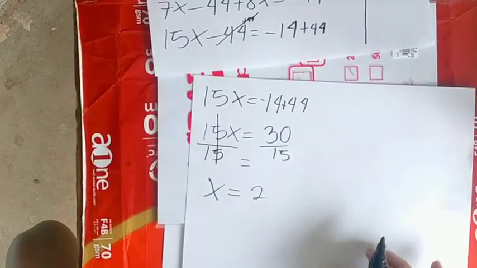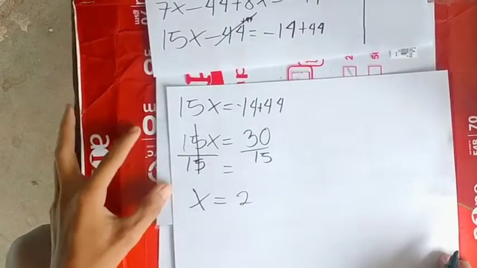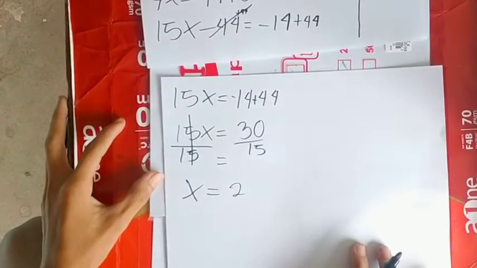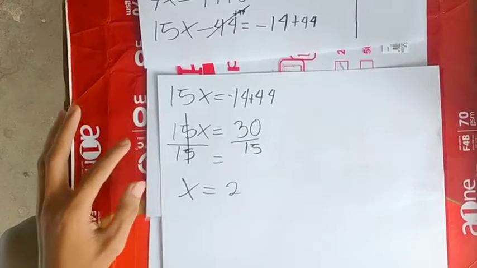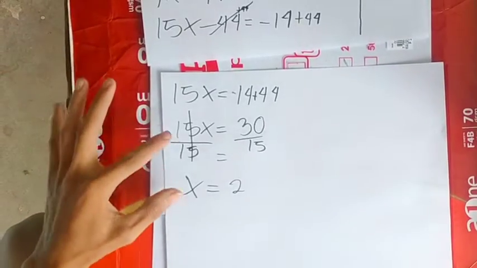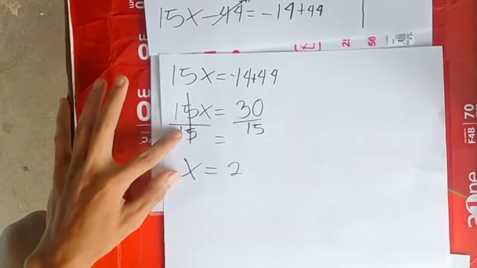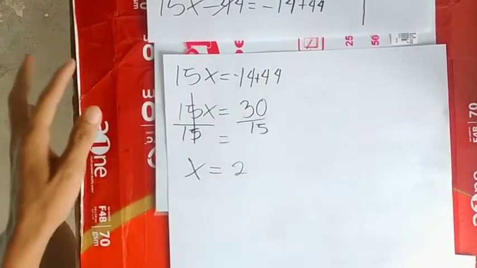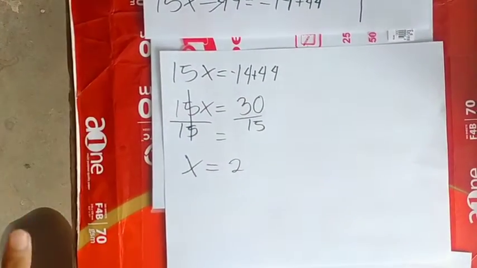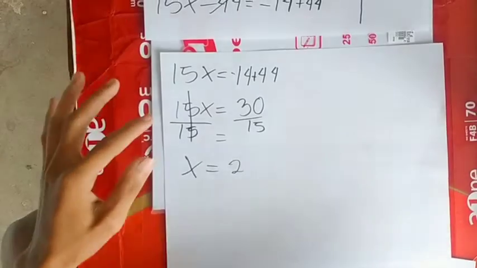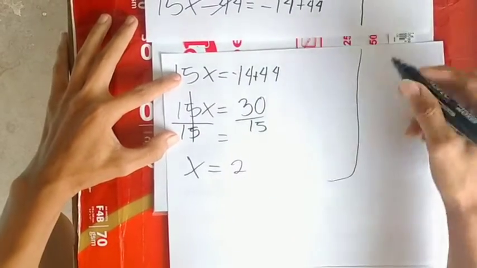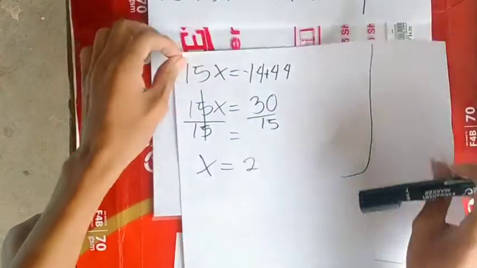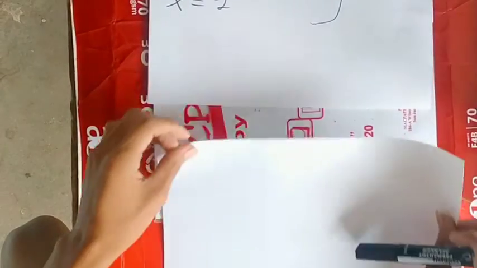Now, since we found the exact value of x, we are going to move to the third step. The third step is resubstitute the value into the original equation to find the corresponding value. This is the second step. So we're going to move to the third step. This is the third step.